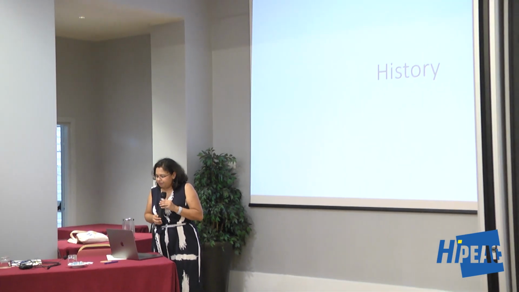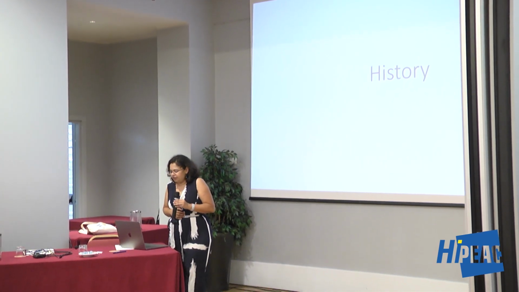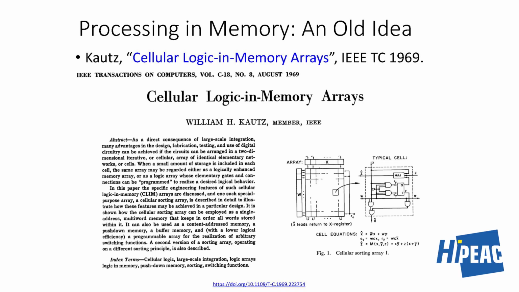So next I'm going to wrap up today's lecture. We have a few minutes with a little bit of history, and then we'll move on to the next lecture tomorrow. So this is processing in memory. The first work for processing in memory came out in 1969. So it's a very old idea. But as we have moved over the years, the technology has kept shifting, and I'll show you the changes which have happened.